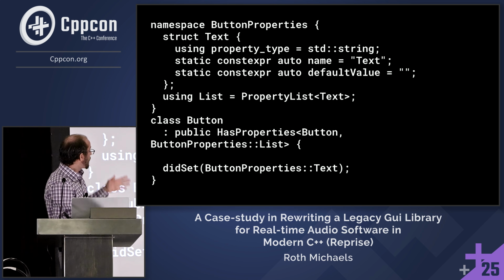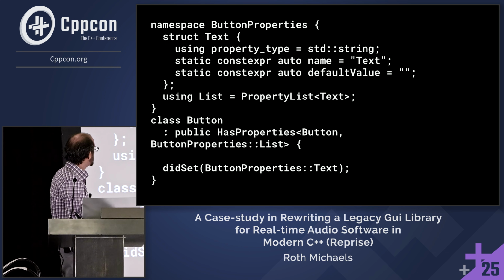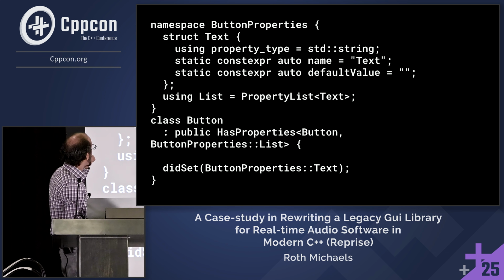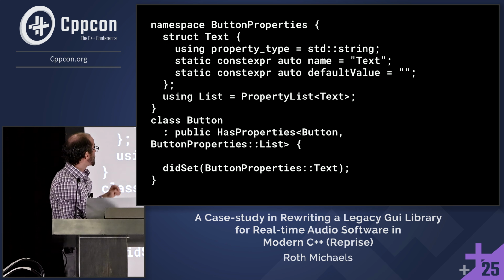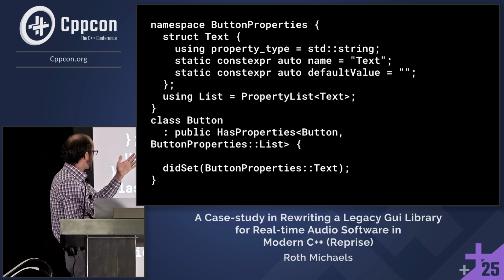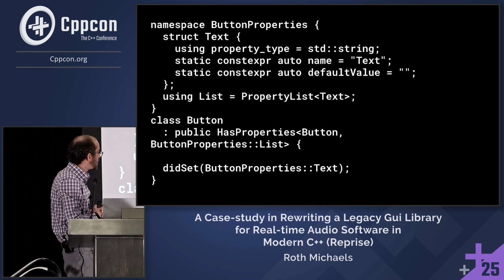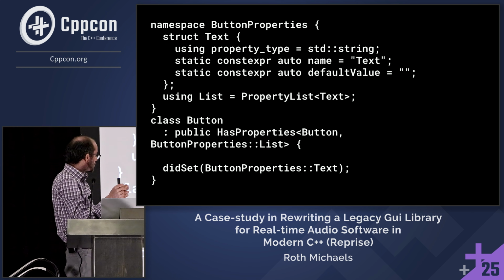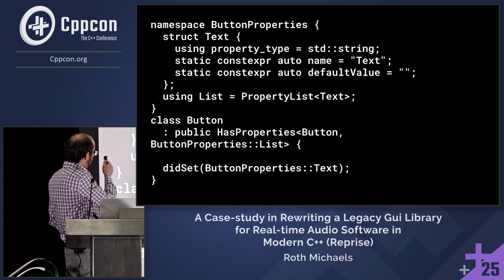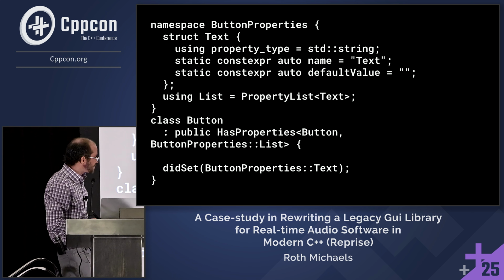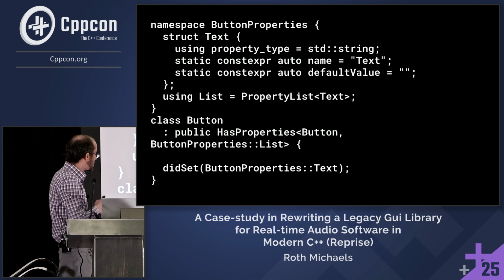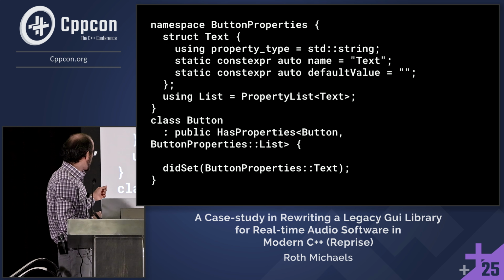So here's where we want to end up, the way to declaratively describe a property of our button. So we have a text property, and it has a type. Property type is a standard string. It has a name, and it has a default value. We can collect all these properties in another type that we call a property list by putting them in the template parameter pack.